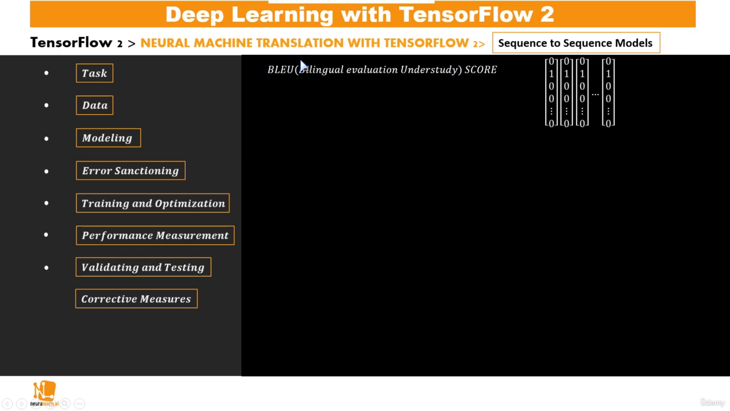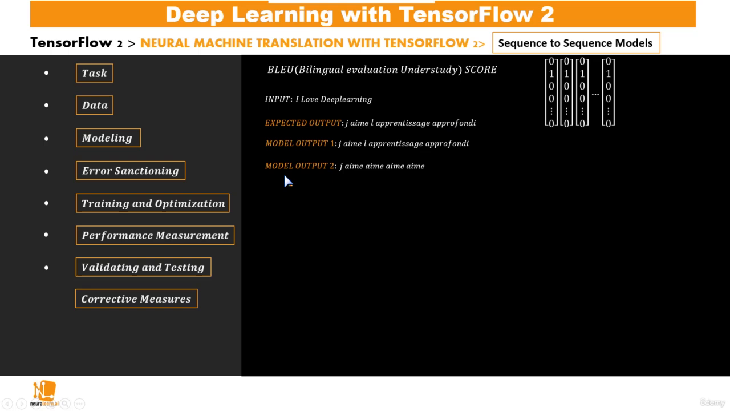Now the score is very commonly used in tasks like machine translation, where we are very much interested in making sure that when we have, for example, this kind of expected output, our model output should look as much similar as possible to the expected output that we have right here. Another possible model output we could have in this case is M. Another one is M apprentissage approfondi.